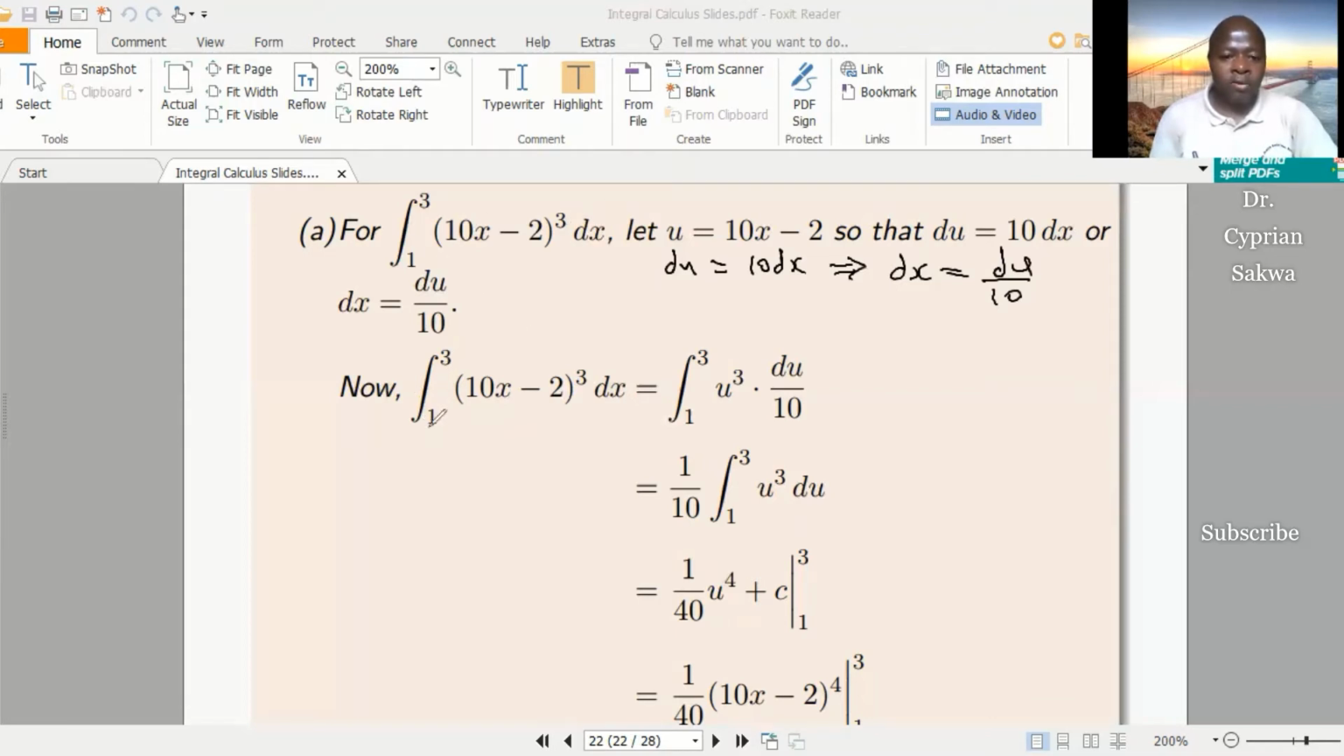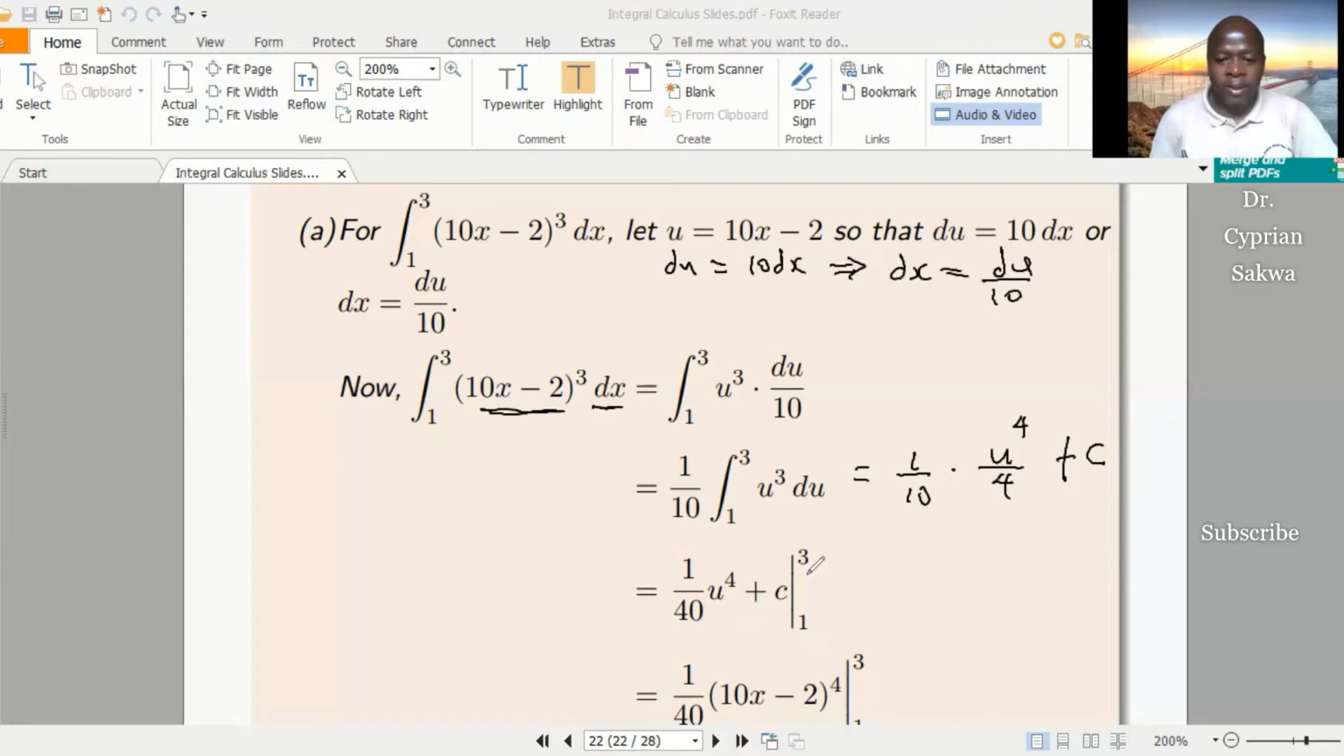So our integral from 1 to 3 of (10x minus 2) raised to 3 can be written as this. Instead of this, I have u, then raise it to 3. Instead of dx, I have du out of 10. Then take the constant outside the integral sign. The constant here is 1 out of 10. So 1 out of 10, the integral from 1 to 3 of u cubed du. Now, the integral of this, you know it, that we add 1 to the power and divide by the new power. So this is what I have, 1 out of 10. The integral of this is u raised to 4, then divided by 4, then plus constant of integration. So this is the same as u raised to 4 over 40 plus c.